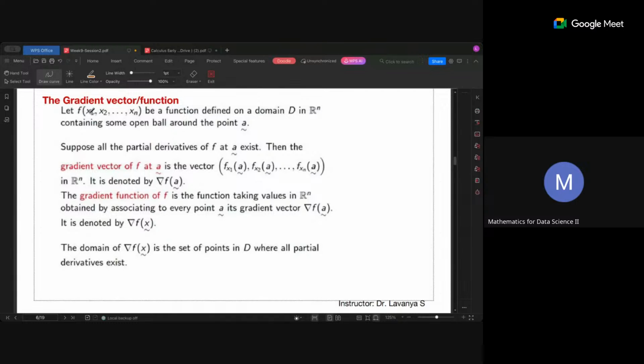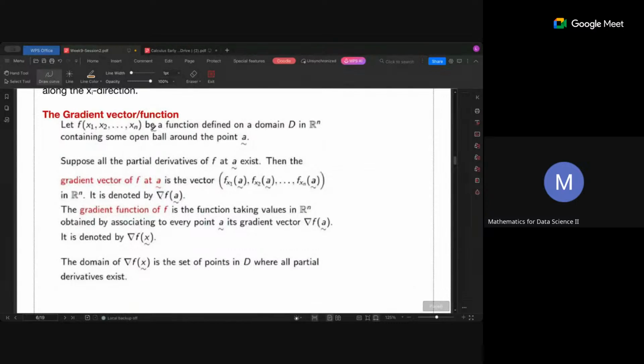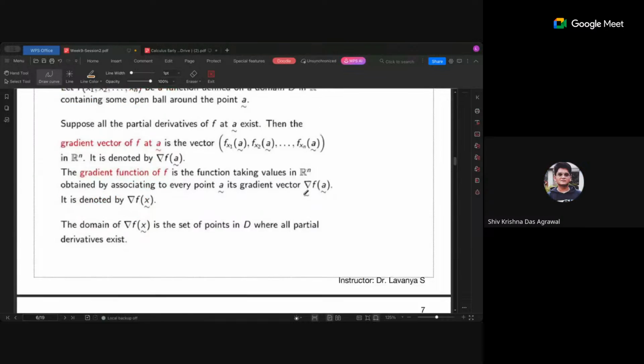So you have to write the partial derivative with respect to each of these variables. Here you only have two variables, so you write the partial derivative with respect to these variables. And if you have n variables, you write it with respect to each of the variables. Got it? Yes, ma'am. Okay.